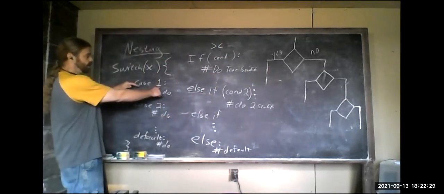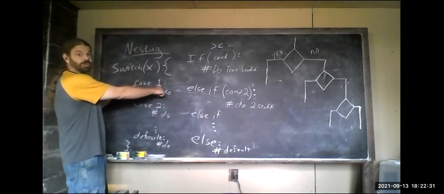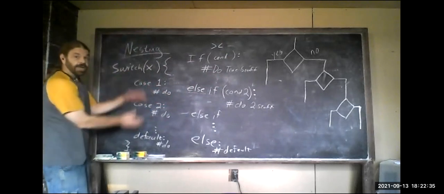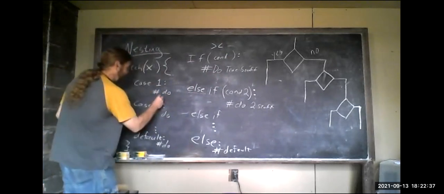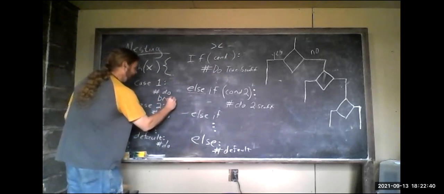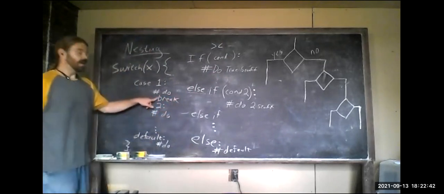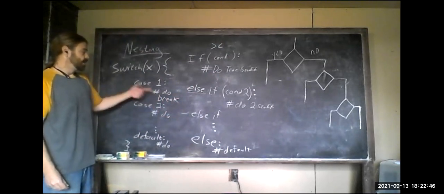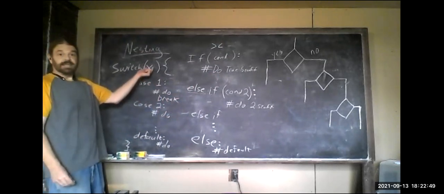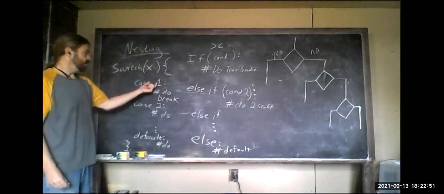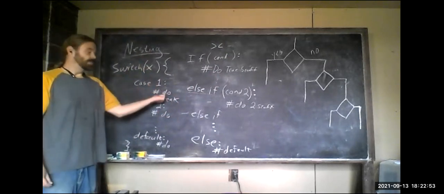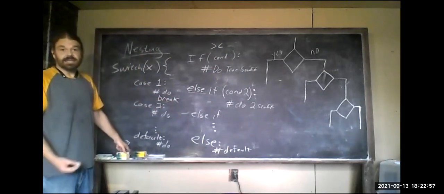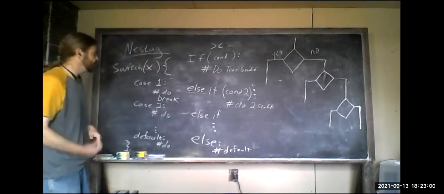So if case 1, it would start checking these. If case 1 was true, then it would start running instructions, and it would keep running through all of them. So we do have to actually say when to stop running, when to break out of our structure. So if X is storing a 1, we go through here, check case 1, run these instructions, and then break out means it'll jump past the end of this sort of selection structure.